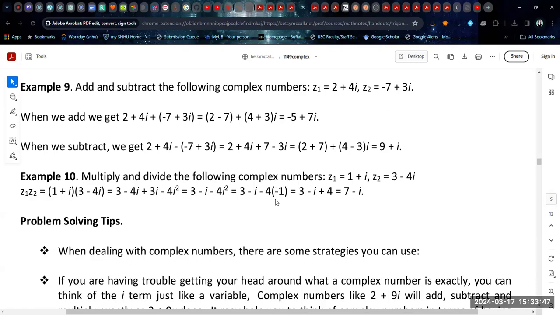Negative 4i squared, the i squared gets replaced with negative 1. I can add my middle terms to get negative i. And then once this becomes a positive 4, I can add that to the 3 and get 7 minus i. And I didn't actually do the division on this handout.